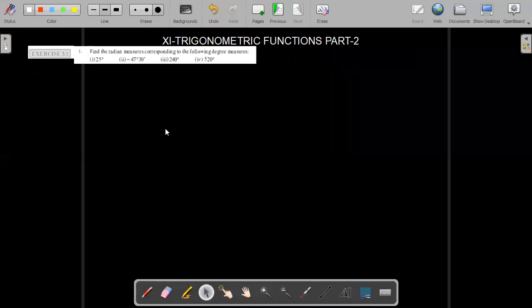I am taking one question, and I told you how to convert degrees into radians. So question number one, second part. You have been given minus 47 degree and 30 minutes. We have to convert it into radians. Before converting, it should be in degrees only. We cannot directly convert minutes. Minutes should be converted into degrees and then we can convert into radians.